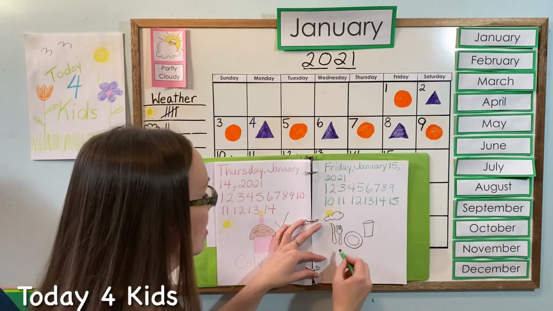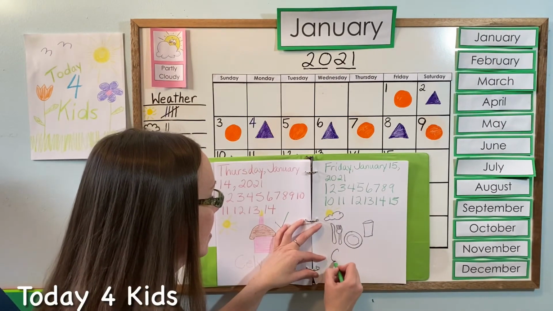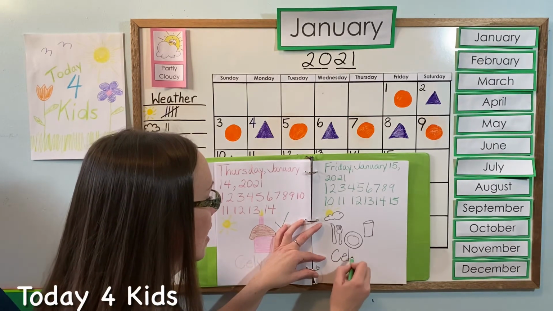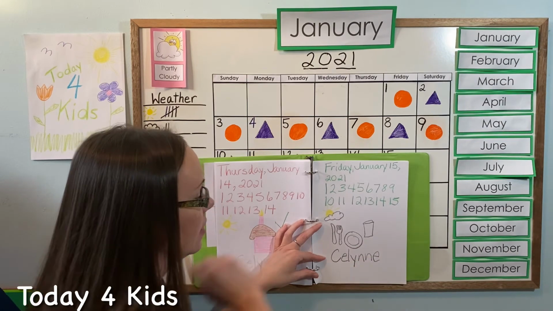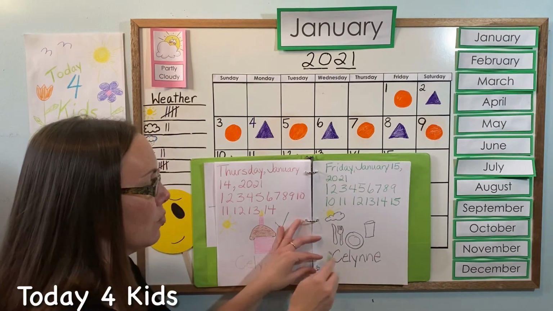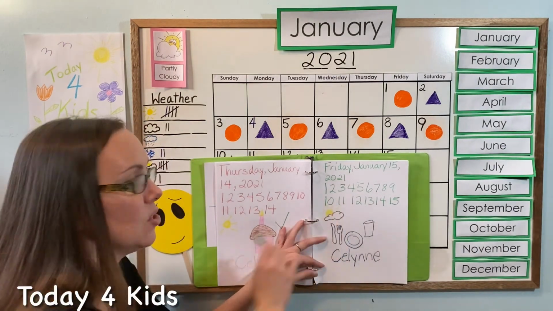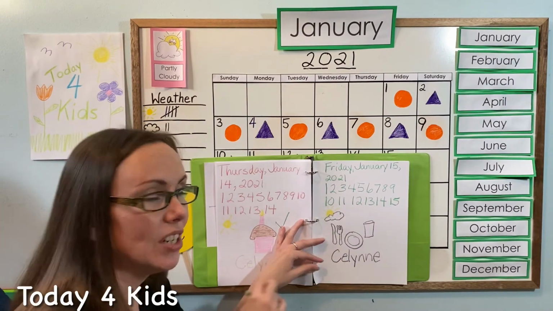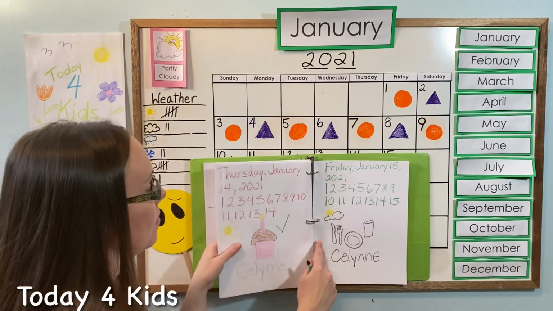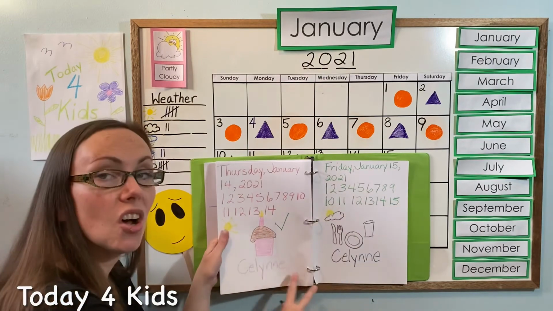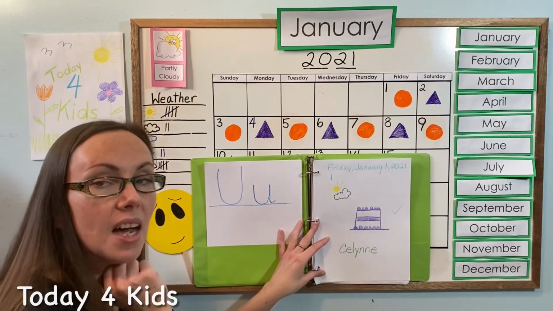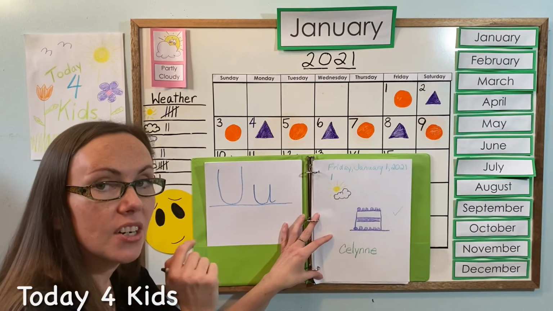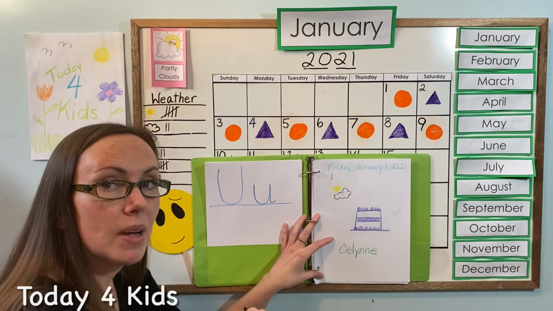So I'm going to print my name, capital C-E-L-Y-N-N-E. Selin. So I'm going to practice printing my name and doing my letters every day so that I get really good at it. That's how we get good at things. And if you don't know how to print all your letters yet to make words, you can start by just doing one letter at a time to practice and get good at that letter, and then eventually you can put them together to make words.